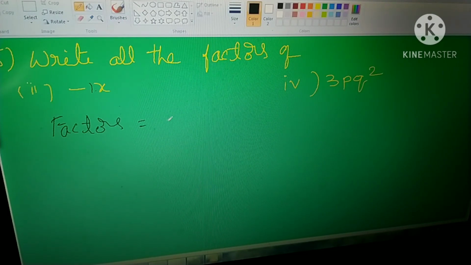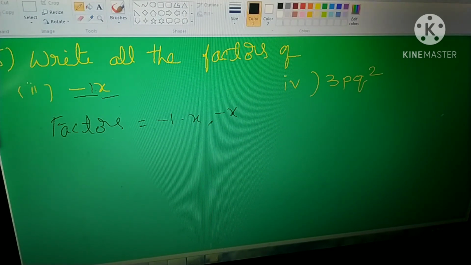Factors is equal to, see the numerical part here: minus 1 is a factor, and x is also one factor, and along with the minus, minus x is also one factor. While writing the numerical coefficient, we can write minus 1 as the numerical coefficient, and the literal coefficient is x. Understood? Now what we are writing is factors, the factors for the given expression. Here nothing is multiplying, meaning 1 is multiplying the given expression. So minus 1 is also one factor.